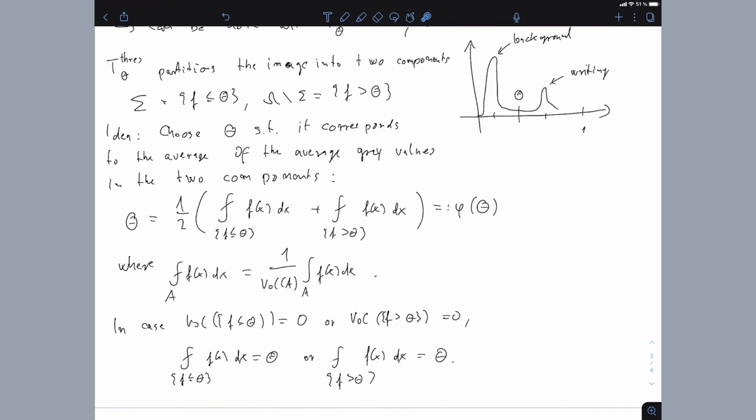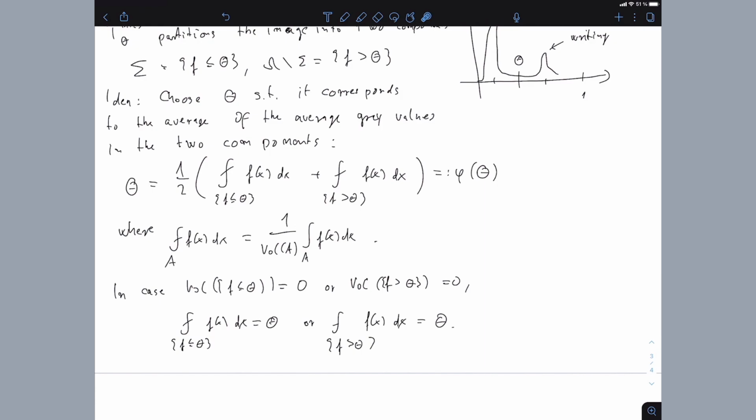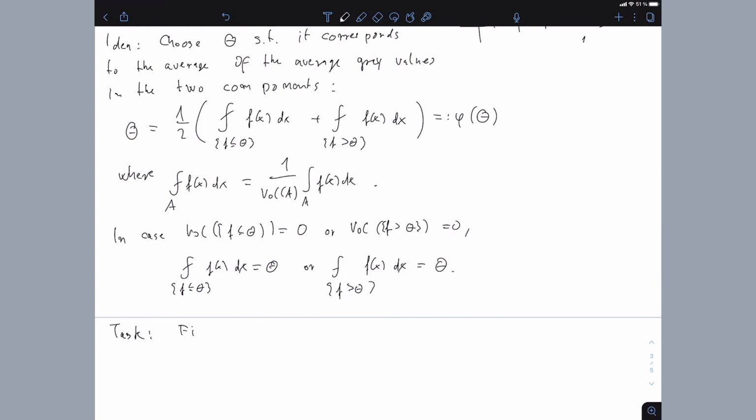Now with this formulation, our task is to find theta such that theta equals phi of theta. Who knows how such an equation is called? Yeah, this is a fixed point equation. And what is the simplest idea that you can have to solve a fixed point equation?